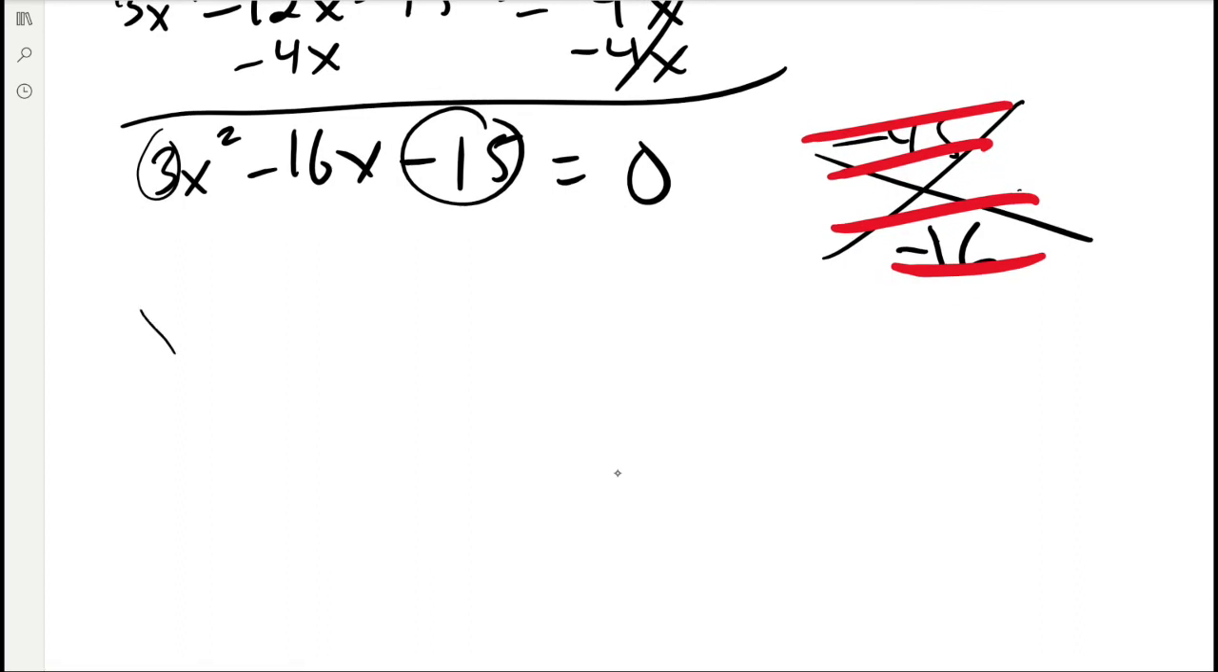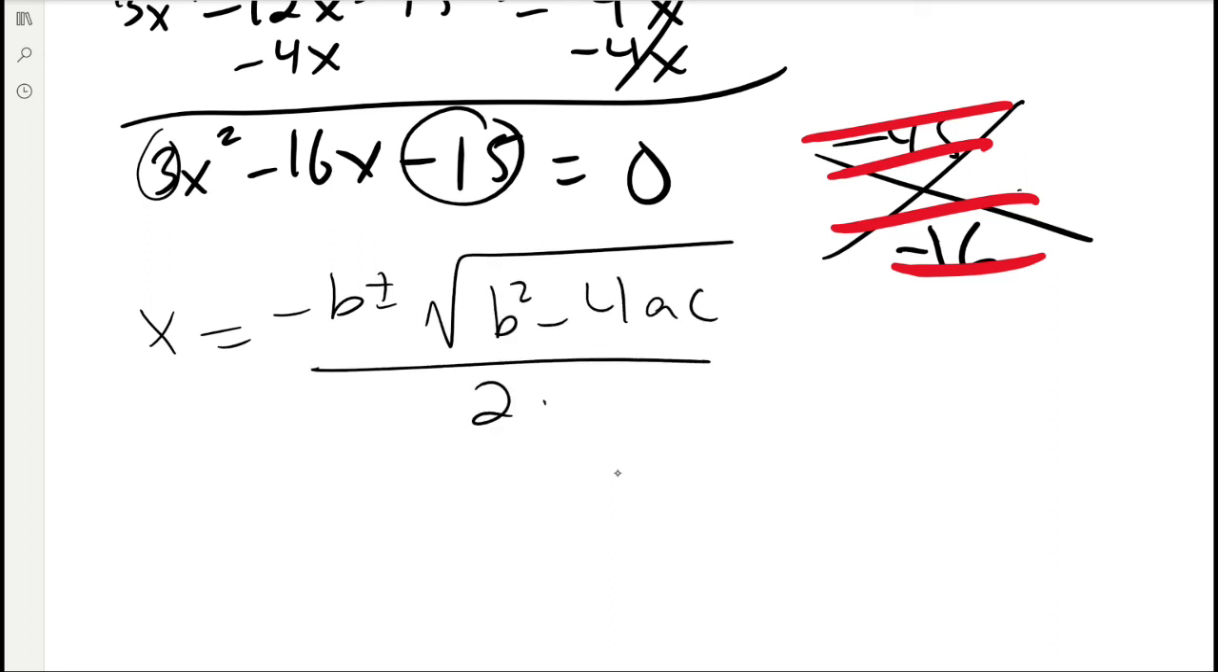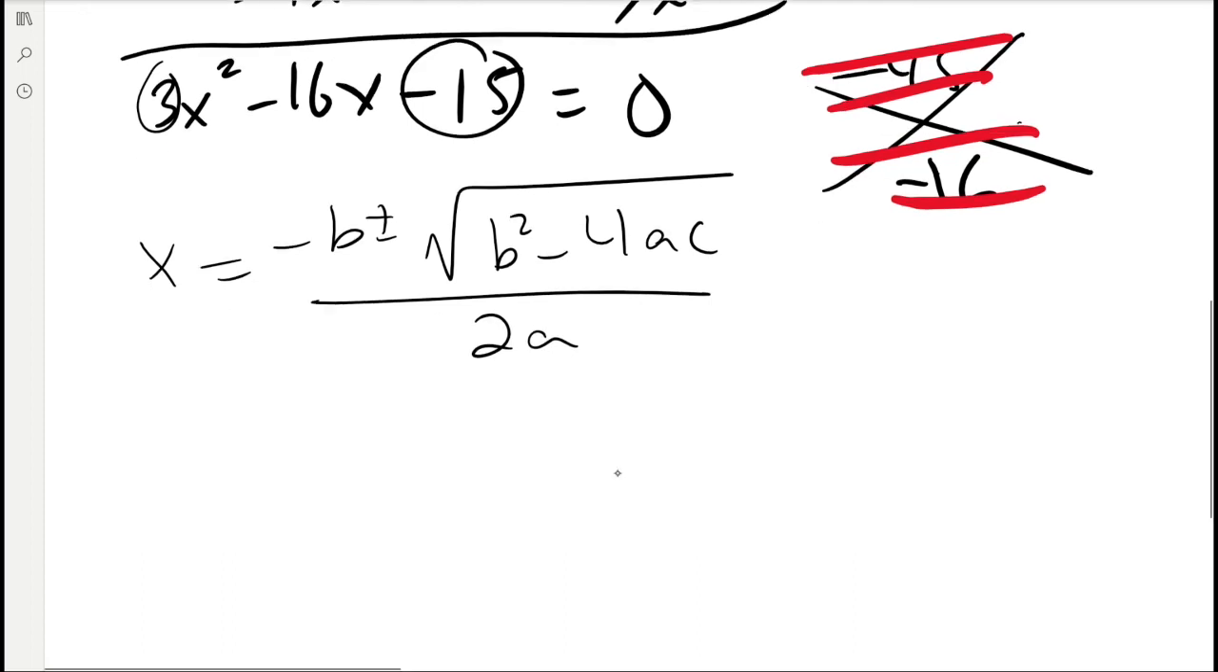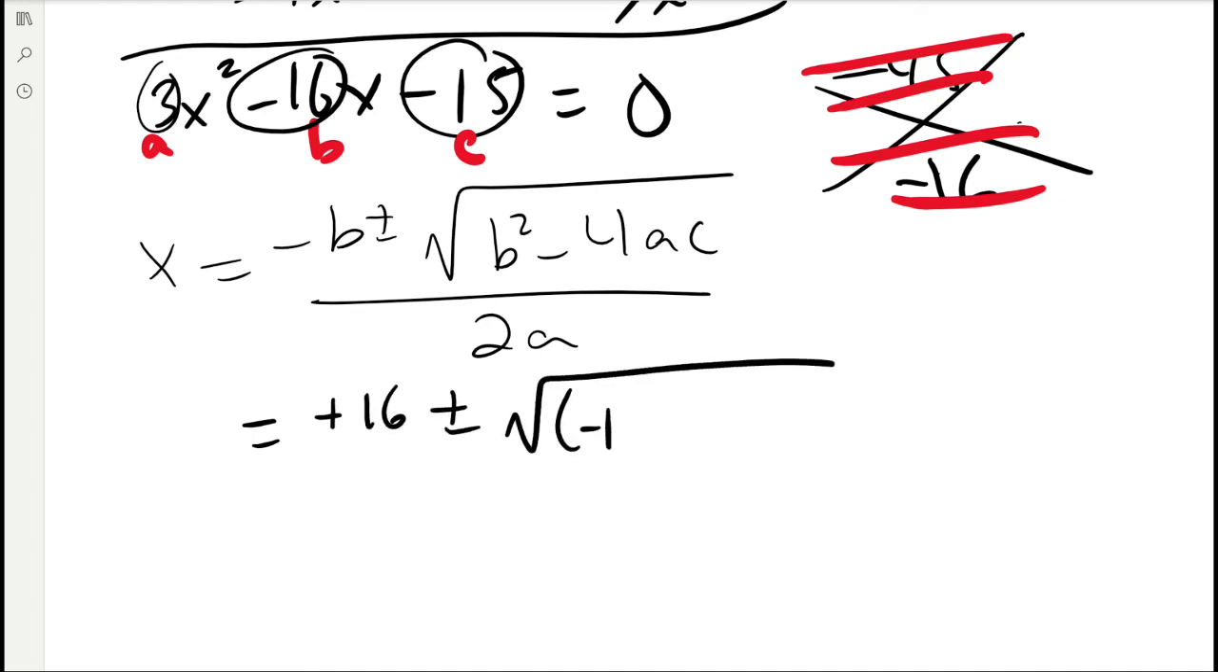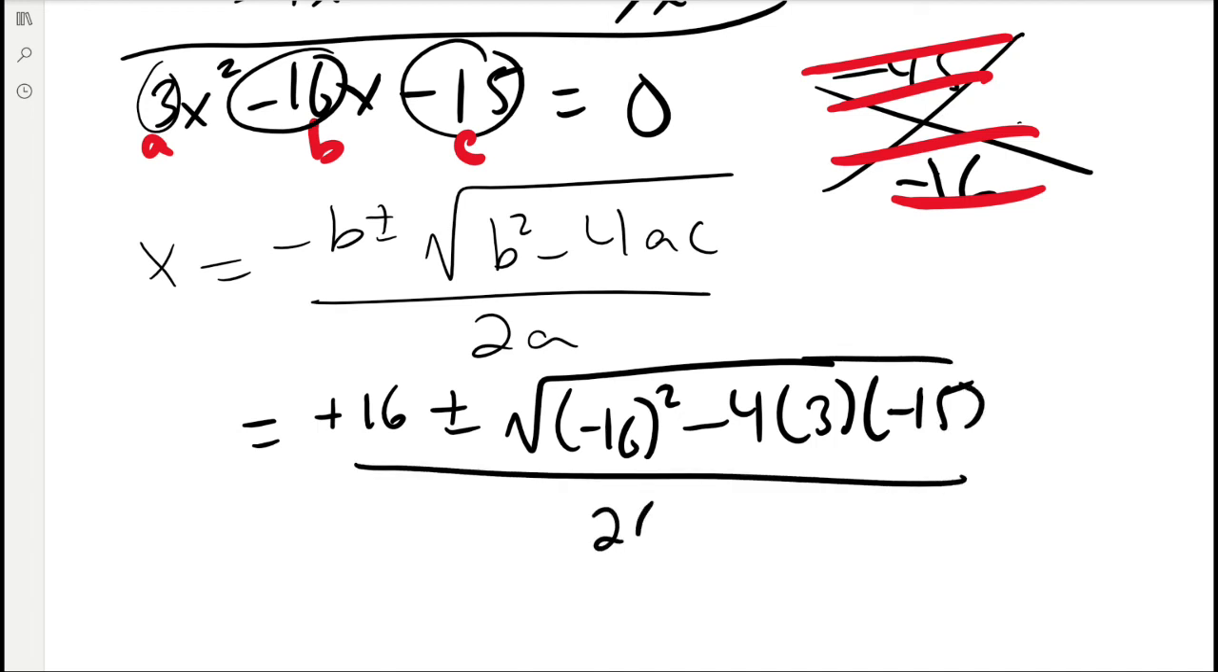So if we use the quadratic formula, we got negative b plus or minus the square root of b squared minus 4ac over 2a. And we'll call this a, this b, this c. So we have negative, b is negative 16. So you got two negatives, which make a positive, plus or minus the square root of b squared, b is negative 16, minus 4 times a, which is 3, times c, which is negative 15, over 2 times 3.